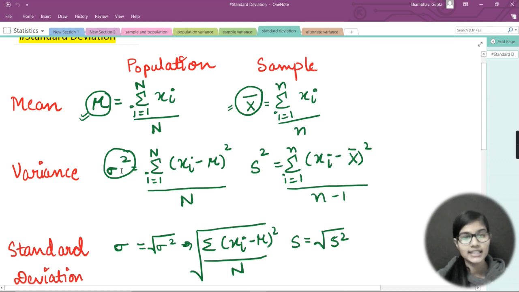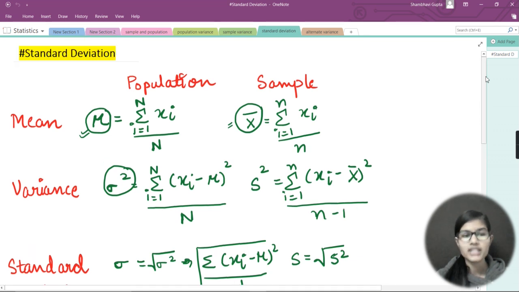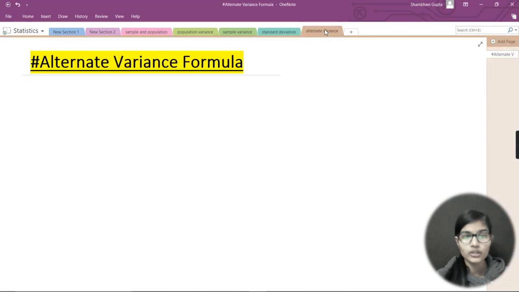I have said that sigma square is equal to summation i is equal to 1 to n, in brackets xi minus mu whole square, by n. So this was the formula for the population variance, okay? In this I have introduced you to only one formula, right? So now today I am going to introduce you to some more formulas for the same variance only. First, we are just going to discuss more formulas for the population variance.